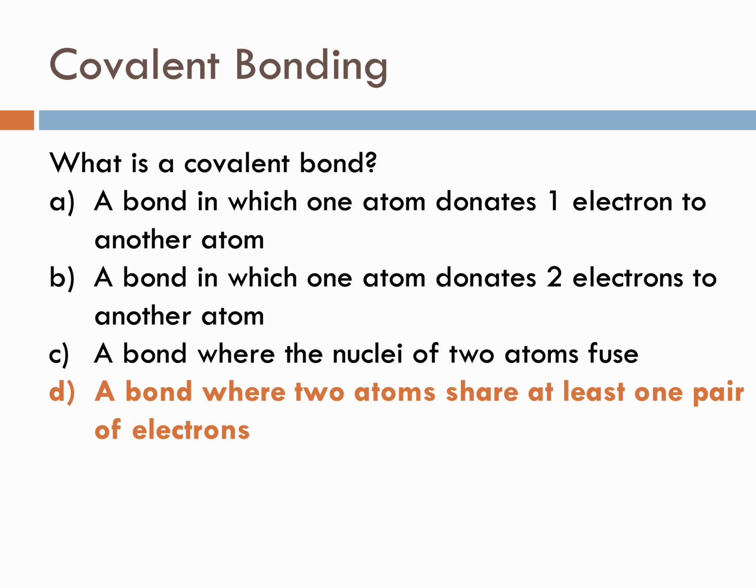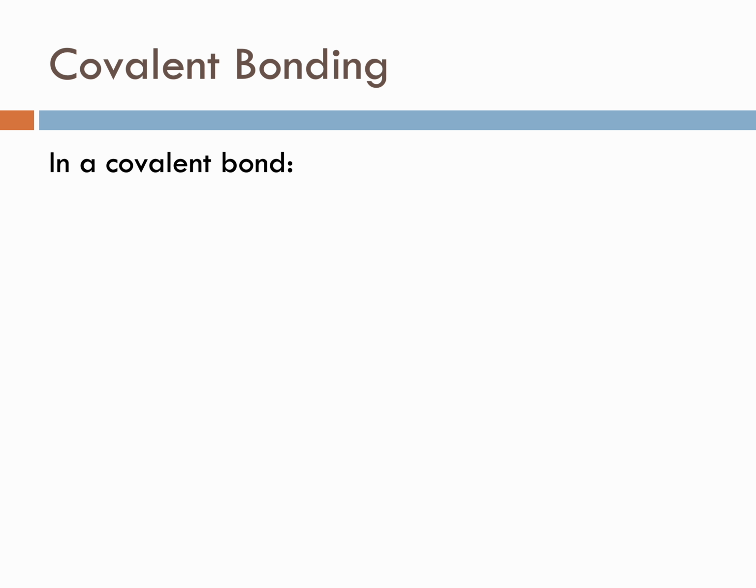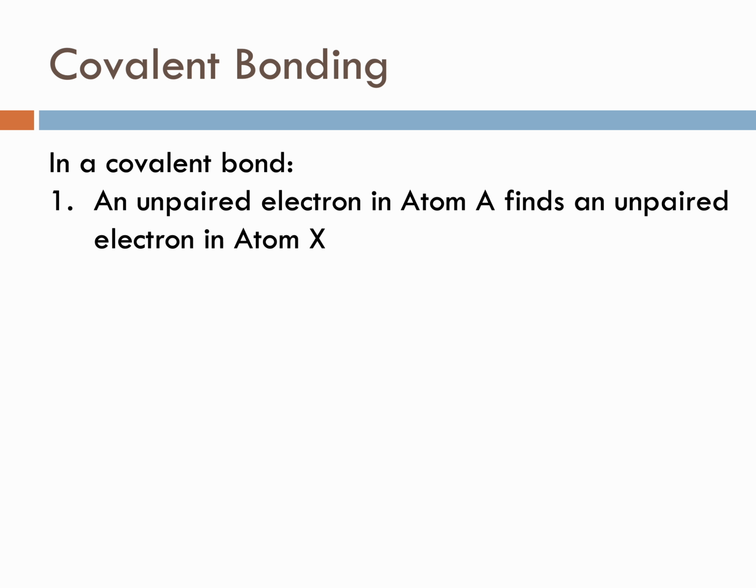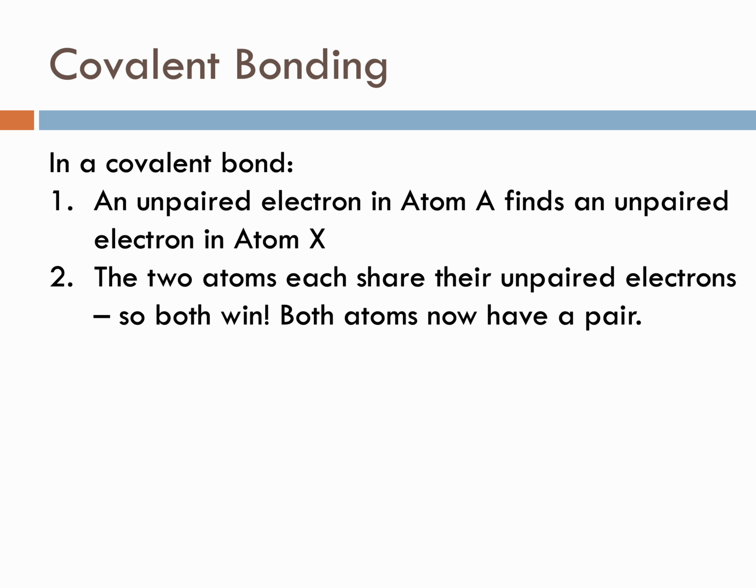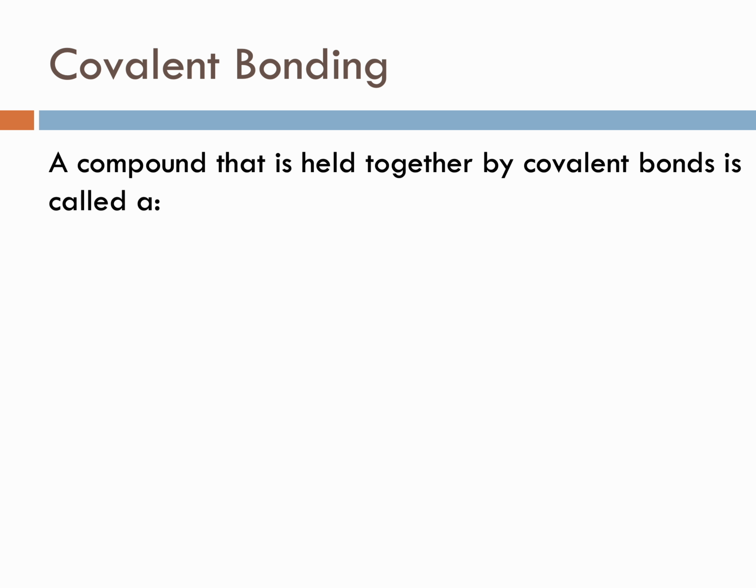Hopefully you remembered from grade 10, it is sharing. Covalent bonds are all about sharing electrons. So it's a bond where 2 atoms share at least 1 pair of electrons. So in a covalent bond, what you're going to get is an unpaired electron from one atom, and we'll find an unpaired electron from another atom. And what they'll do is, instead of one atom giving electrons away to another, like you would in an ionic bond, they actually share each of their unpaired electrons, so both win. And now both atoms have a pair, which is exactly what they want in order to have a complete valence shell.